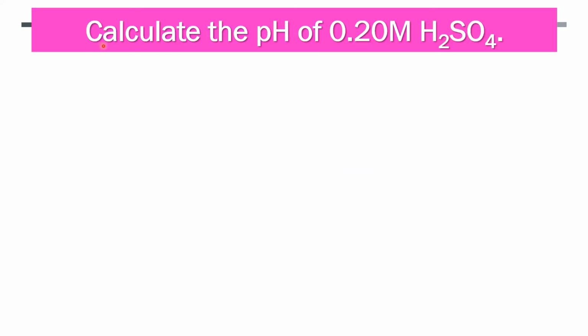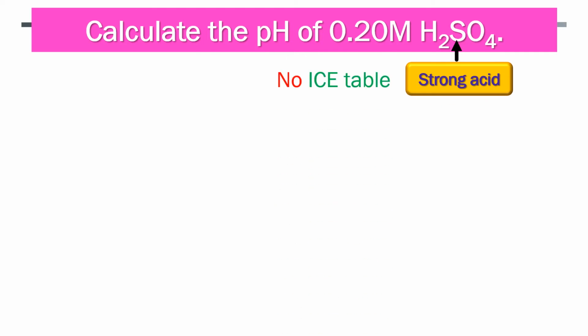Example 2. Calculate the pH of 0.20 molar H2SO4. So first of all, kita kena identify H2SO4 ni apa. So according to what we have learned, H2SO4 is a strong acid. So we don't have to write the ICE table to answer this question. Jawapan kita akan bermula dengan dissociation equation of H2SO4. Pastikan semua ada phase dan pastikan equation ni balance. Letak 2 dekat H plus ni.